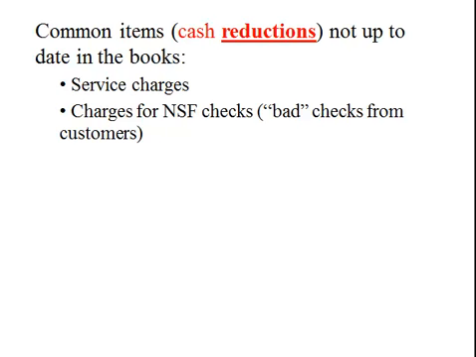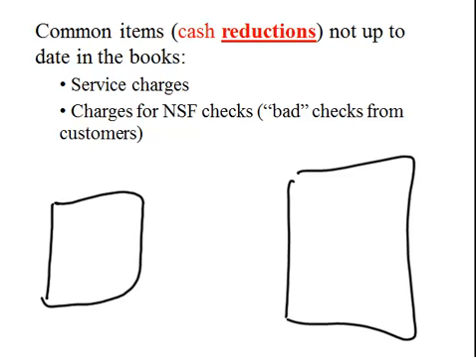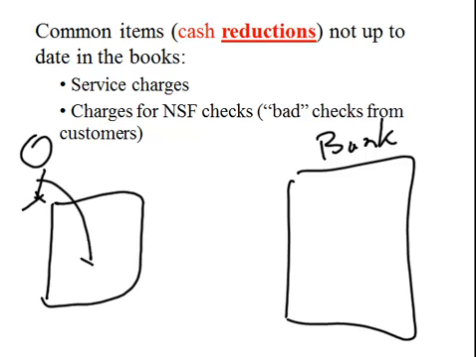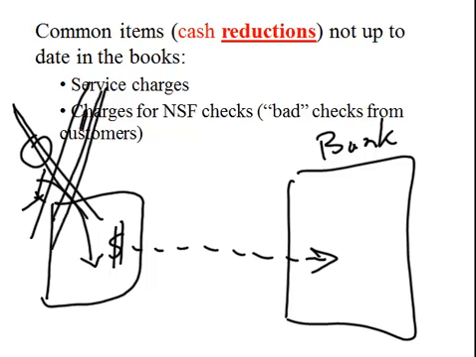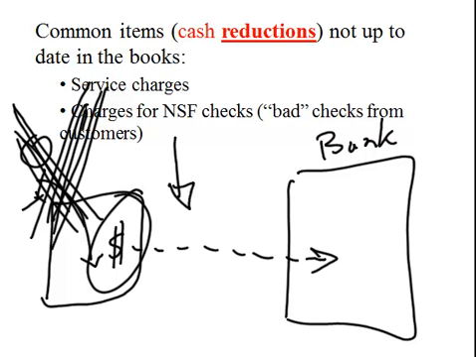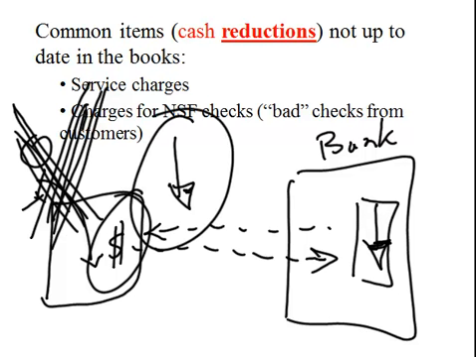Lastly, we include reductions that the bank knows about but that the company does not yet know about. These include items like service charges and bad checks from customers. In the case of a bad check from a customer, we've received the cash and we've tried to deposit it in the bank. The bank, however, finds out that the customer really did not have sufficient funds and says, we're not entitled to that. So we have to undo this deposit by making a reduction to our company's records. In the case of a service charge, the bank knows the amount. It has taken that amount out of our account. We need to do likewise. In both cases, we're making a reduction to the general ledger account.